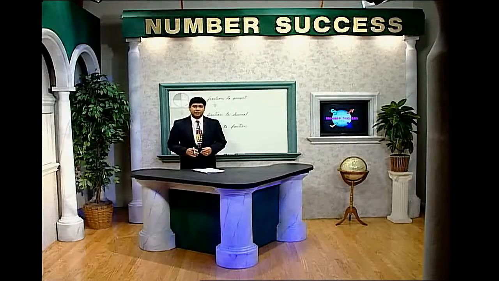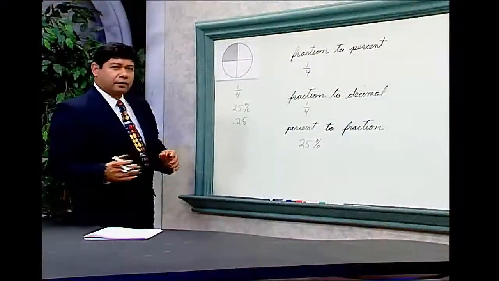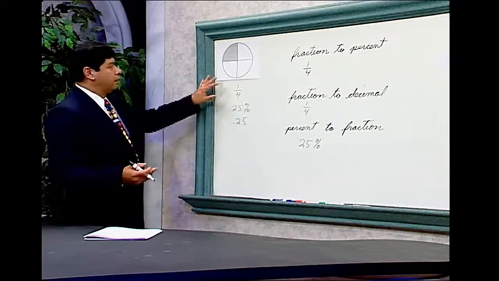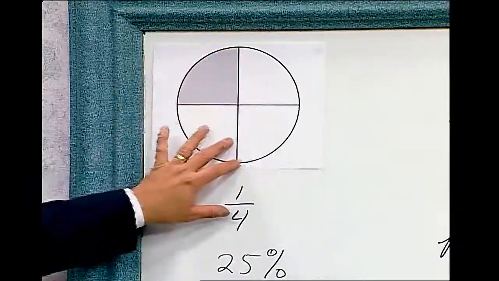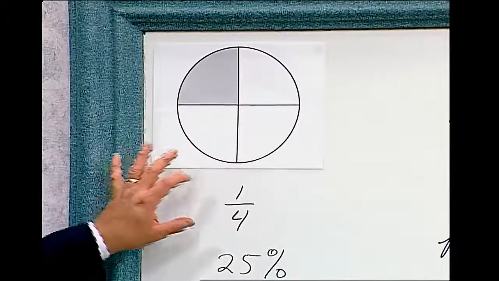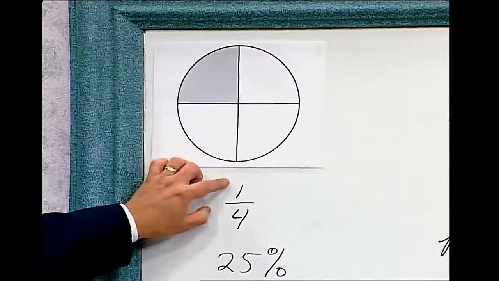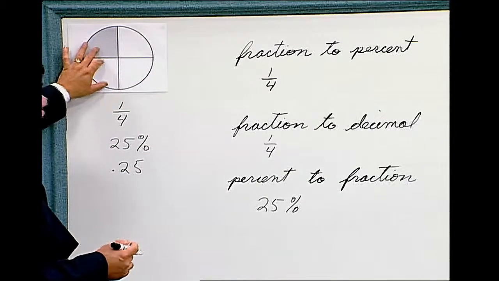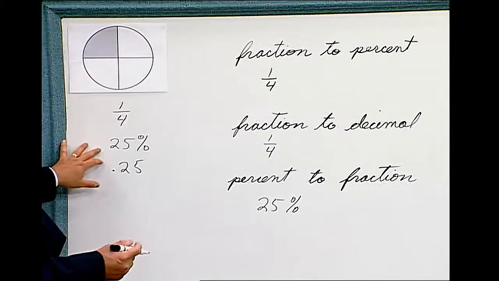Comparing fractions, percents, and decimals. Okay, everything that we're doing here, we want to be able to make sense of the math that we're working with. The model that we have here, we have one whole unit that's divided into 4 equal parts. As we've got represented here, 1 out of 4 is shaded. Another way to represent this would be 25%.